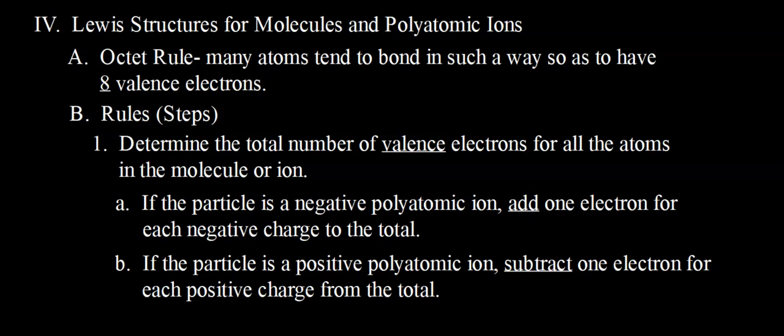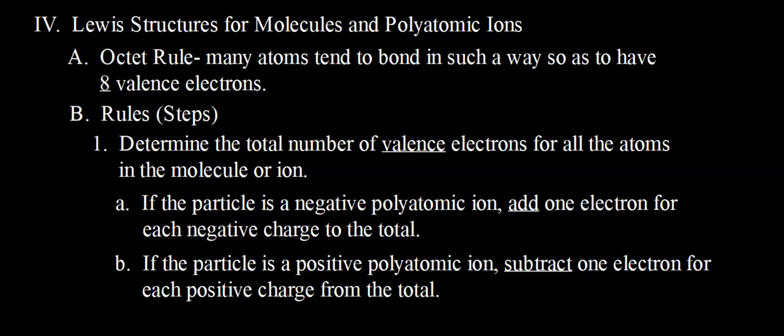All right, start off with the octet rule. Oct means 8. Octet rule: many atoms tend to bond in such a way so as to have 8 valence electrons. Anytime we're drawing a Lewis structure, we need to make sure that each atom in that Lewis structure satisfies the octet rule, unless it is one of the exceptions, and we'll get to those in just a bit. All right, so here are the steps for drawing the Lewis structure for a molecule or polyatomic ion.